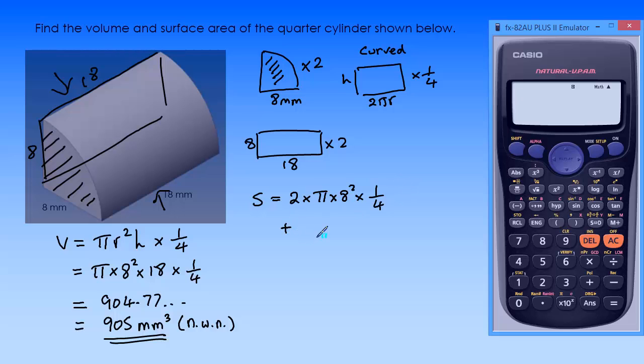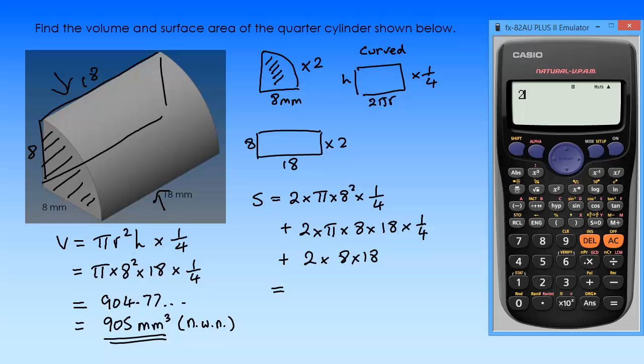Then we're going to have 2 times pi times 8 times 18. That would be a whole curved surface, and then multiply that by a quarter because we've only got a quarter of that. And then we're going to have 2 lots of 8 times 18. So that's 2 of those rectangles. And we just need to calculate that.